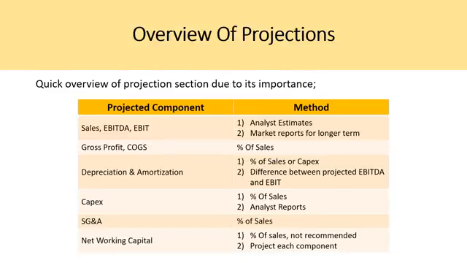Okay, so now a quick overview. These are everything that we talked about really so far in the video. So for projecting sales, EBITDA, and EBIT, the first way is to take analyst estimates, and then afterwards you can look at market reports. For the longer term, the outer 3 years, you can take the due diligence that you have done and understand. And now that you understand the business, you can project the sales outwards.